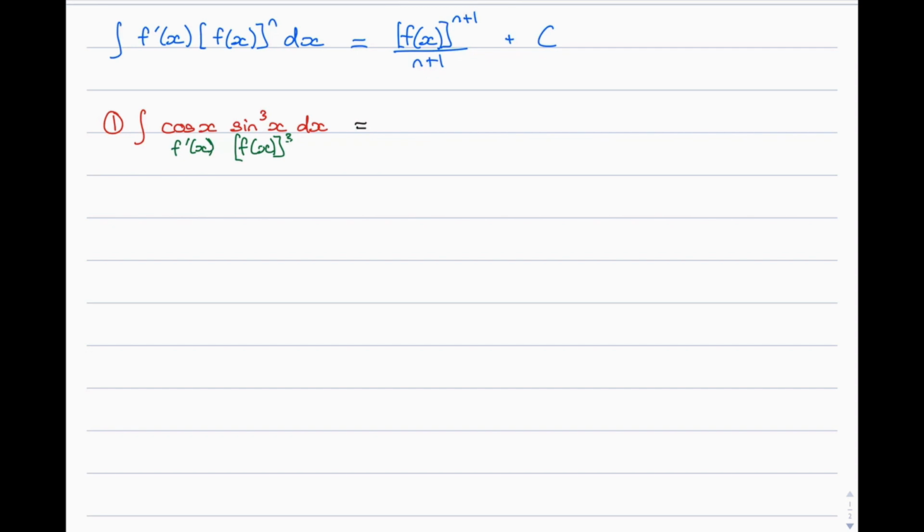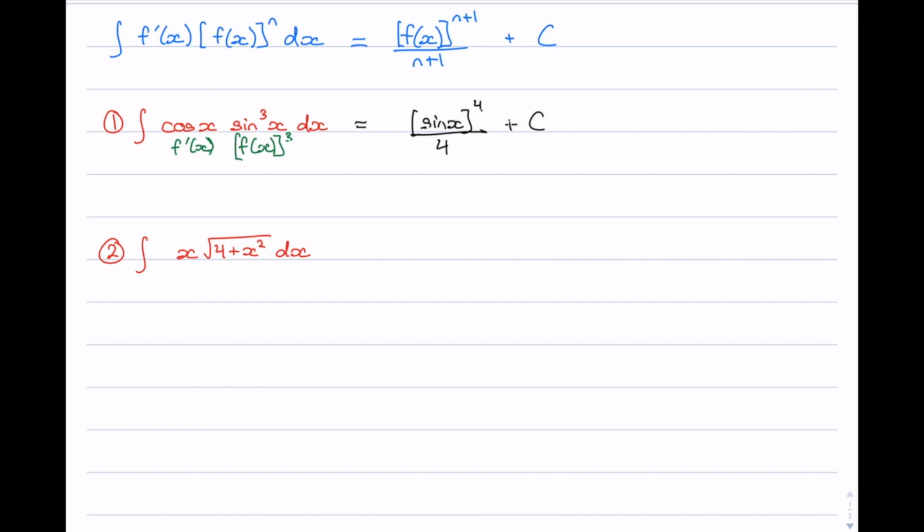It's going to be f of x, which is sine x, to the power n plus 1. Well, in this case, 3 plus 1 is going to be 4, so it's to the power 4, divided by the new n plus 1, which is 4, and then plus c. And that's it. That's all we have to do for that one. We didn't have to make the substitution u equals sine of x.